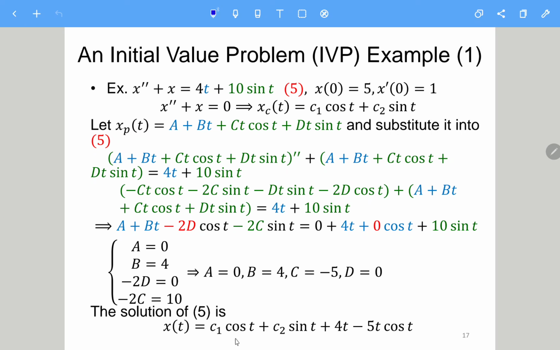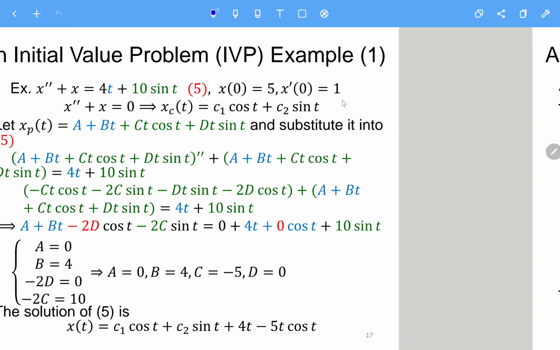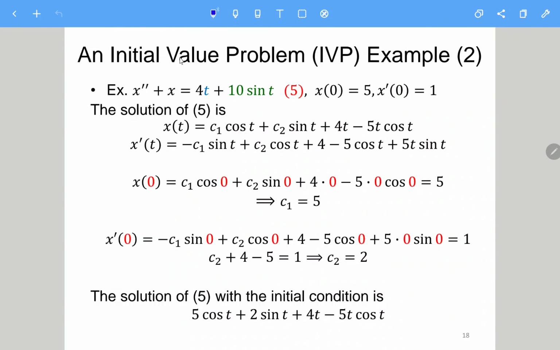So the complete solution will be c1 cosine of t plus c2 sine of t plus 4t minus 5t cosine of t. And then here we cannot stop yet because of the initial conditions given to you. So we need to solve for c1 and c2 based on the initial values. So here, this is the solution.